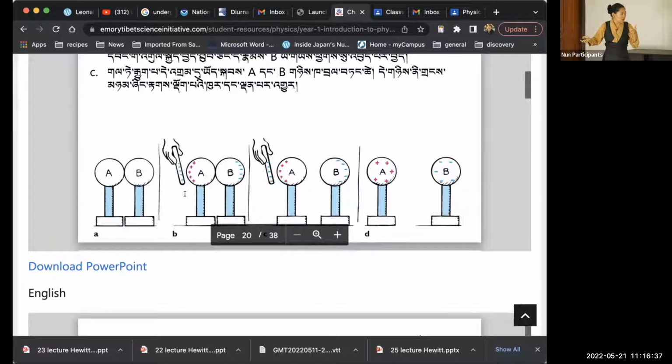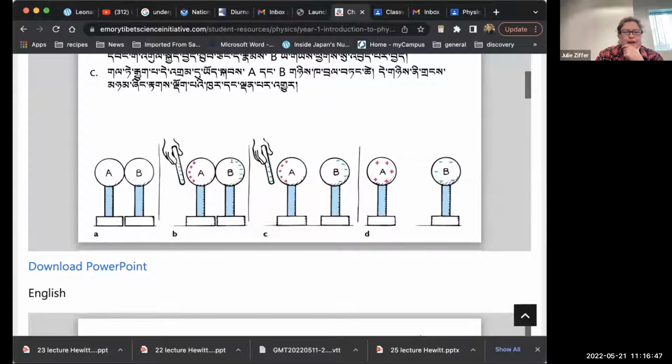Yep. So when you bring the negative charge close to here, all of the electrons that had been attached to these atoms, since it's a conductor, they can leave the atoms and go all the way to the other side.